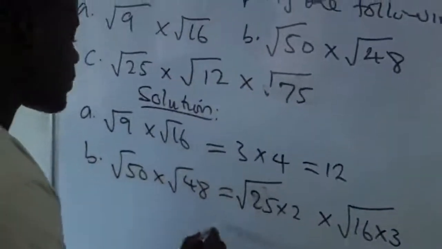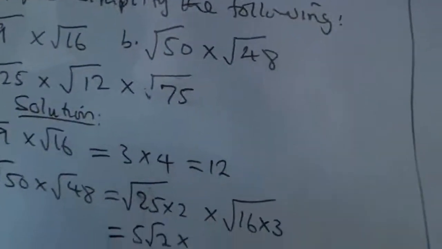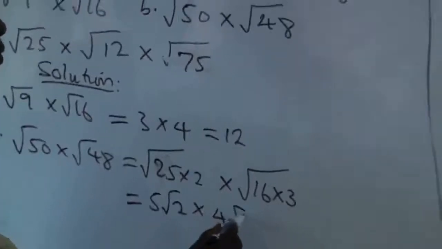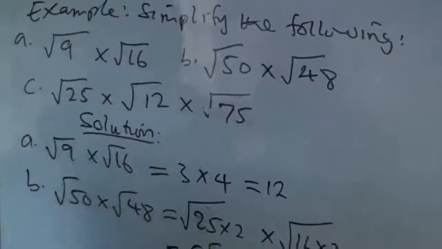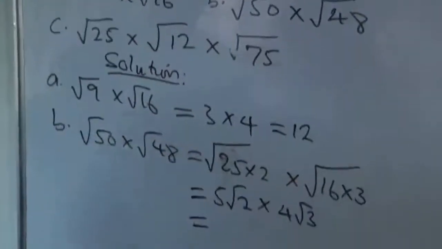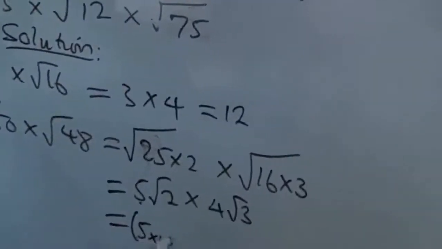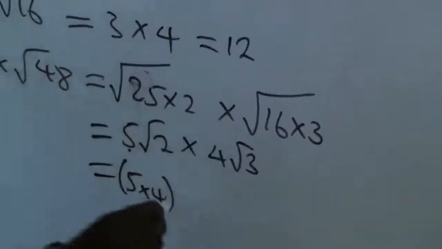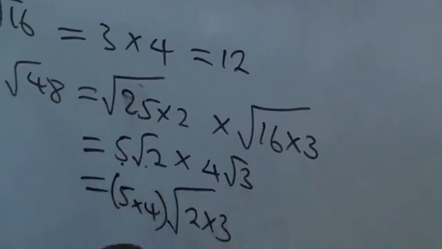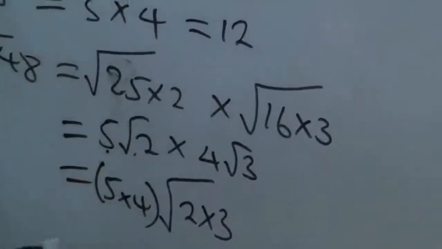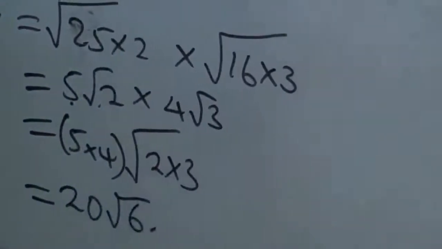And therefore, the root of 25 here is 5. We have 5 root 2 times 4 root 3, and we have now simplified it into their basic form. So the grouping now is that 5 and 4, you group them together so that they can now multiply each other since they are not under the root. And then 2 and 3 will now come together like this. And we have 5 times 4 is 20, so we have 20 root 6.